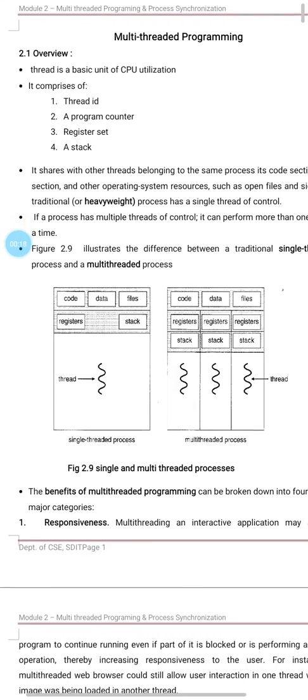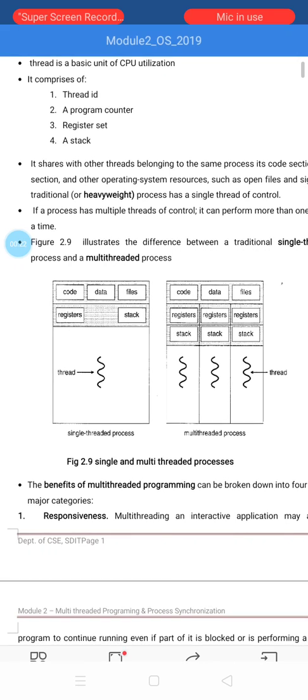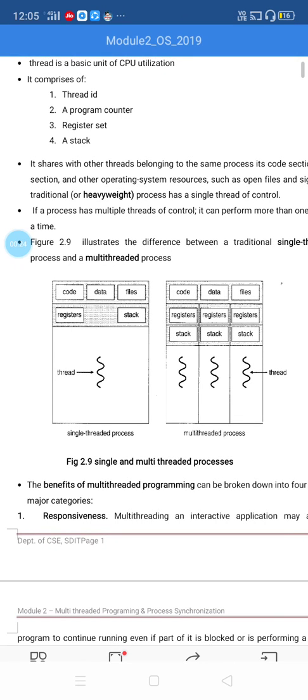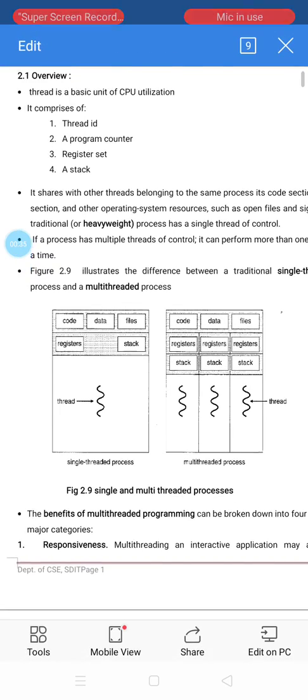So what do you mean by a thread? A thread is nothing but a basic unit of CPU utilization. I hope you know the meaning of process. A process is nothing but a program under execution. These processes can consist of segments, so that you can call it a thread.